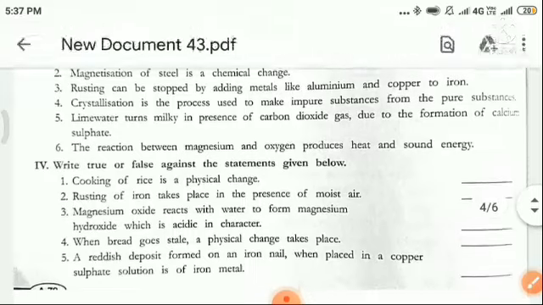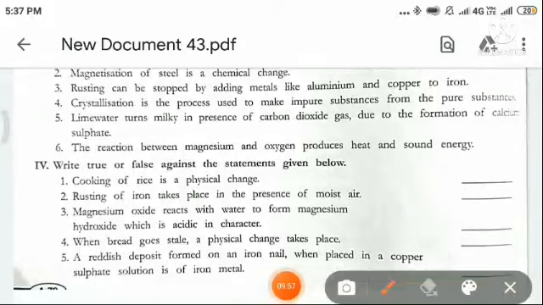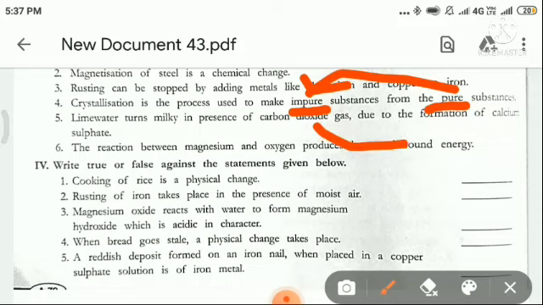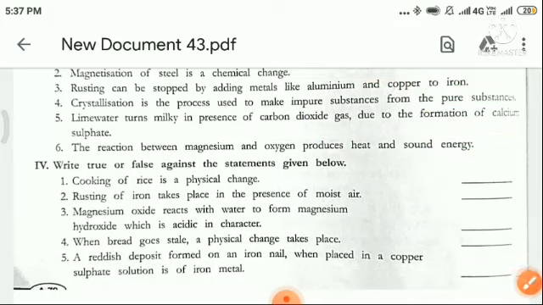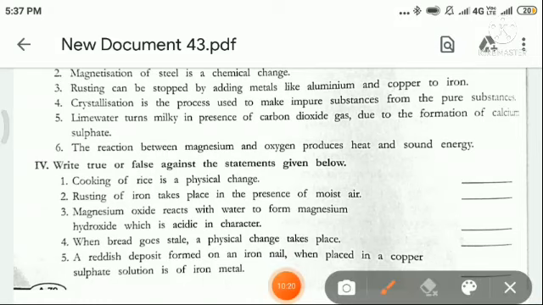Okay, number 4, crystallization is the process used to make impure substance from pure substance, so you have to change it. Okay, so the answer is crystallization is a process used to make pure substance from impure substance. That is, you have to write pure here and write impure here. So you have to change the position. Okay, next question. Lime water turns milky in the presence of carbon dioxide gas due to the formation of, as we have just seen, not calcium sulfate, it is due to the formation of calcium carbonate. So in place of sulfate you have to write carbonate.